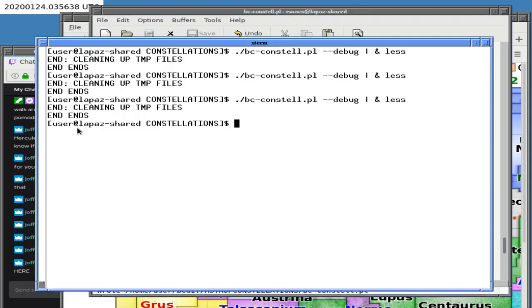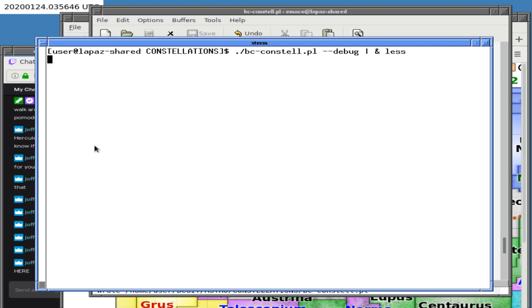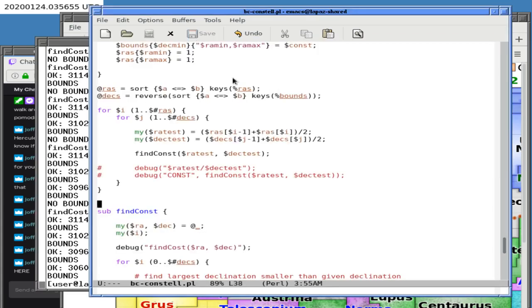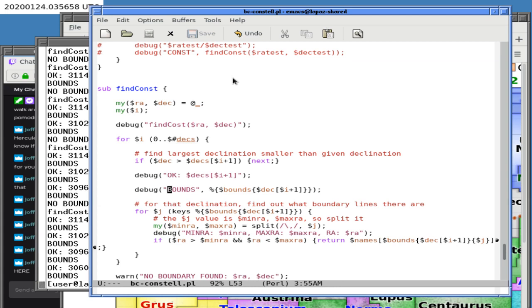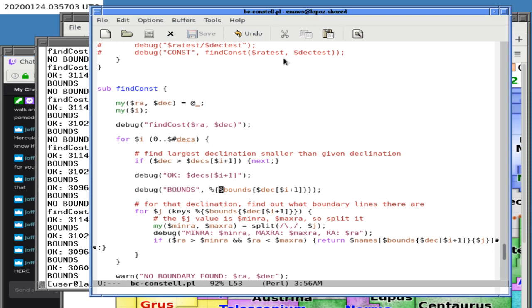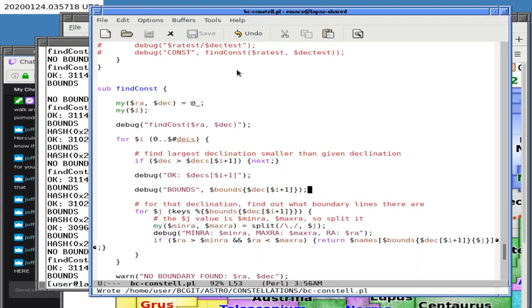Okay. Find cost. Well, yeah, it'd be good if we, you know... I don't know how expensive the constellations are, but maybe find cost would have been a better... no boundary found. Okay. So we do have a declination value here of 31,400. That's cool. The bounds do not seem to exist. Let's see if we can just do this. This should be a... it should give me a hash ref. But it doesn't. Alrighty. Lots of fun.